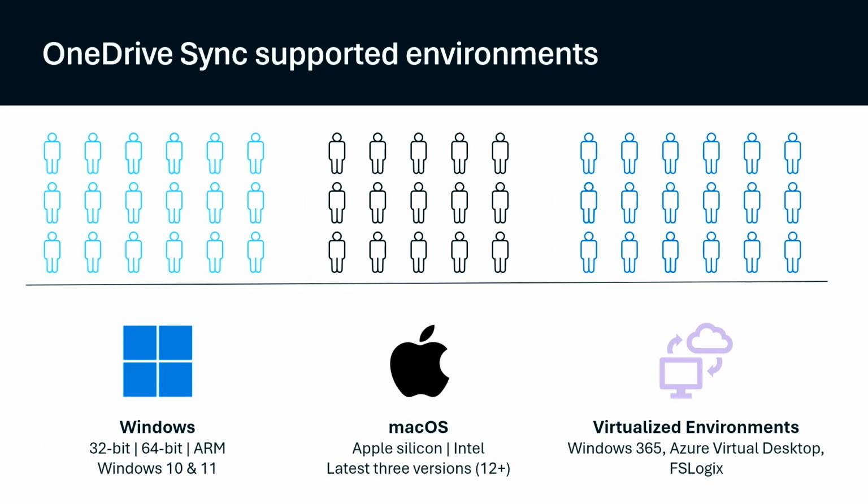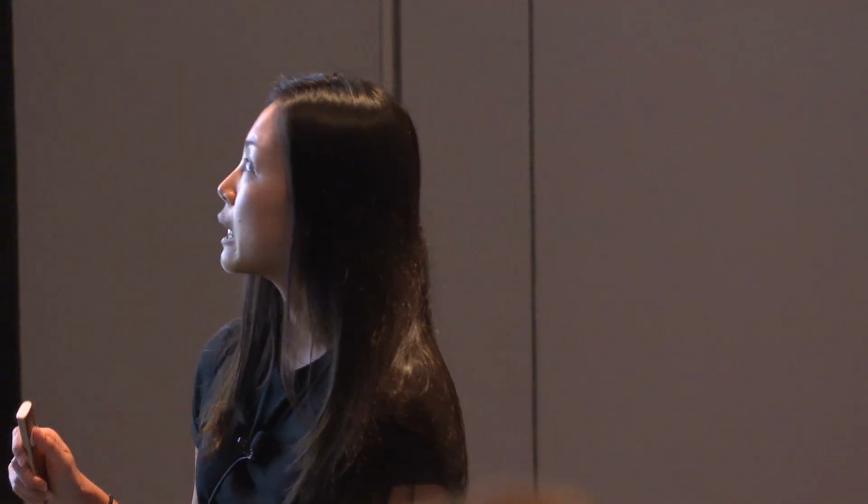So in terms of getting started, you want to make sure that all of your users are on supported environments. We support Windows, Mac, and virtualized environments. On Windows, we have support for 32-bit, 64-bit, and ARM, Windows 10, 11. macOS, support for Apple Silicon, Intel, and like Apple, we support the latest 3 versions. So for right now, I believe that is Monterey, Ventura, and Sonoma. And virtualized environments, Windows 365, Azure Virtual Desktop, and FSLogix, and more. So once you have everyone on a supported environment, you want to get the Sync client installed on everyone's devices. Luckily, that's super easy. It comes installed automatically with Windows, with Office, and you can also install OneDrive with Intune, Autopilot, and the like.